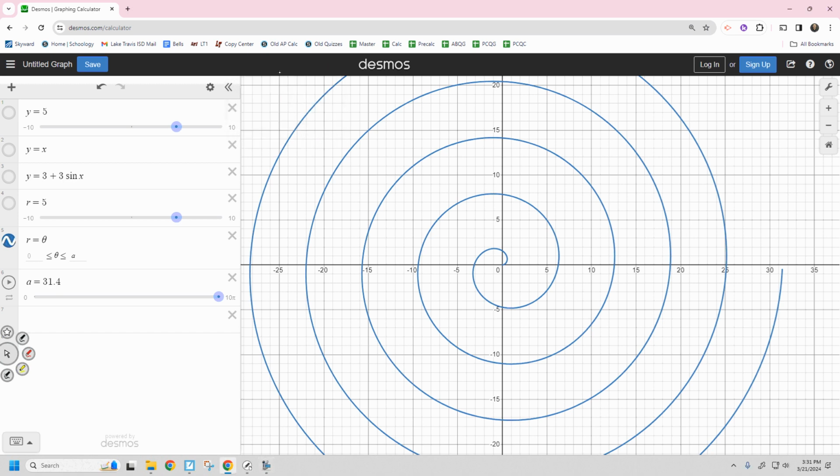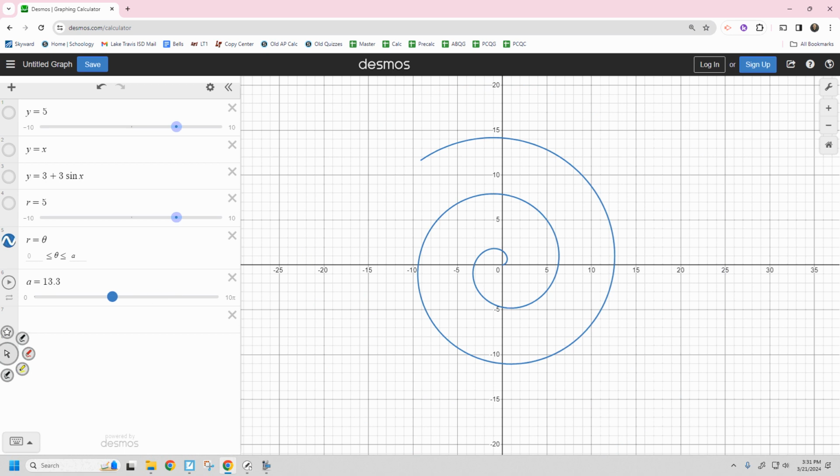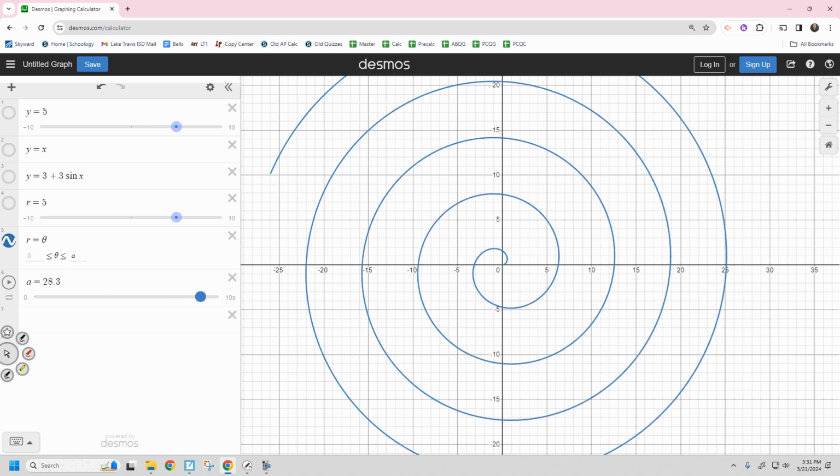Don't talk about the designs on your hands. Talk about r equals theta. Why does it look like that? Here we go.